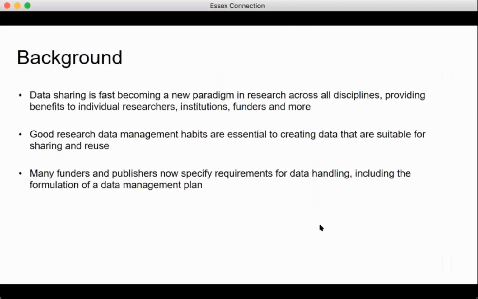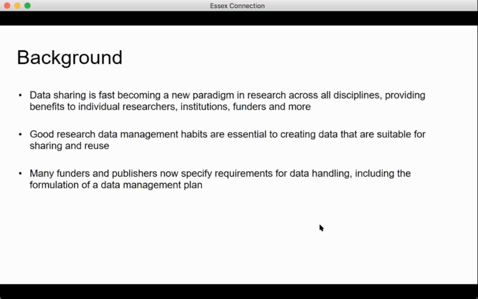Okay, so let's have a little bit of background. Data sharing is becoming more and more important across multiple disciplines because it provides benefits not just to ourselves as researchers, but also to our institutions, our funders, and the general public more widely. It is essential here that we have good research data management habits, because if we do this earlier on in the project, it can prevent potential problems later on.